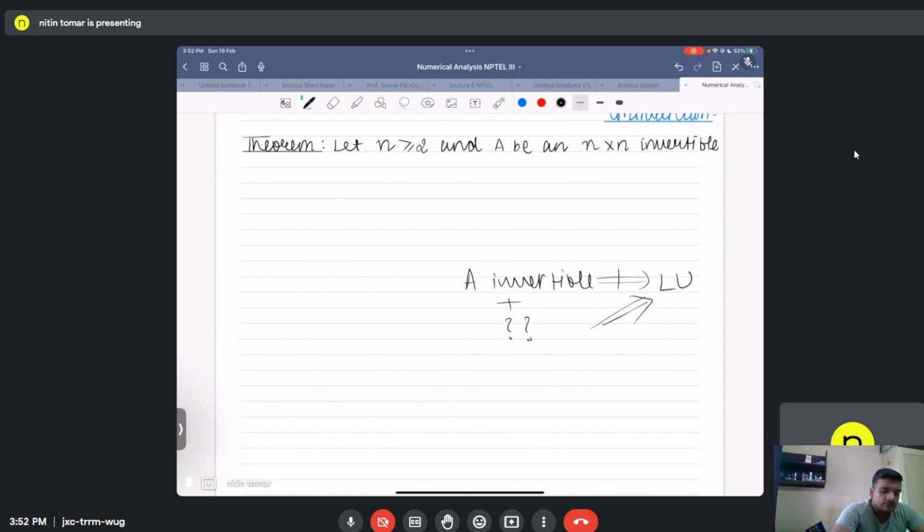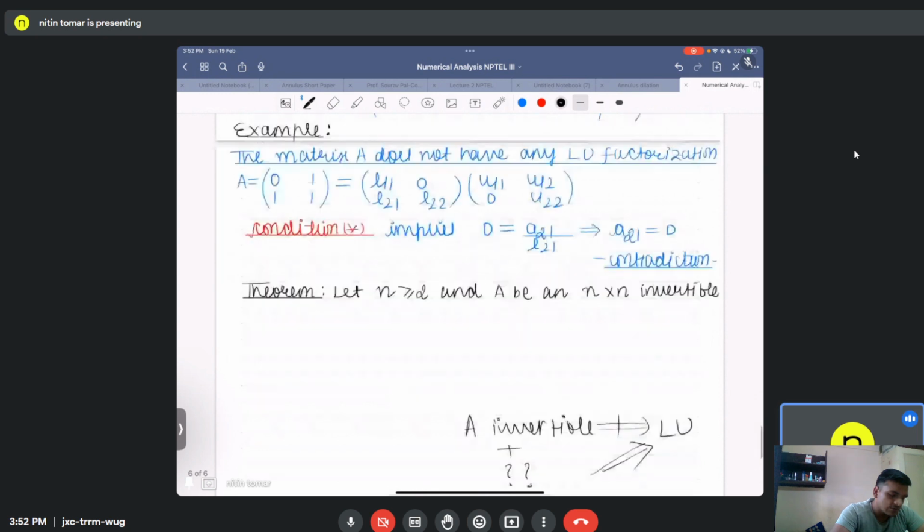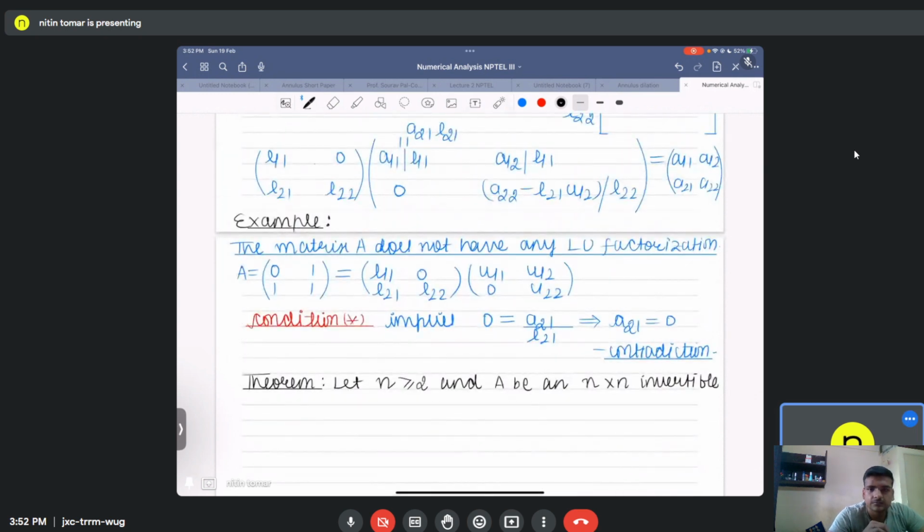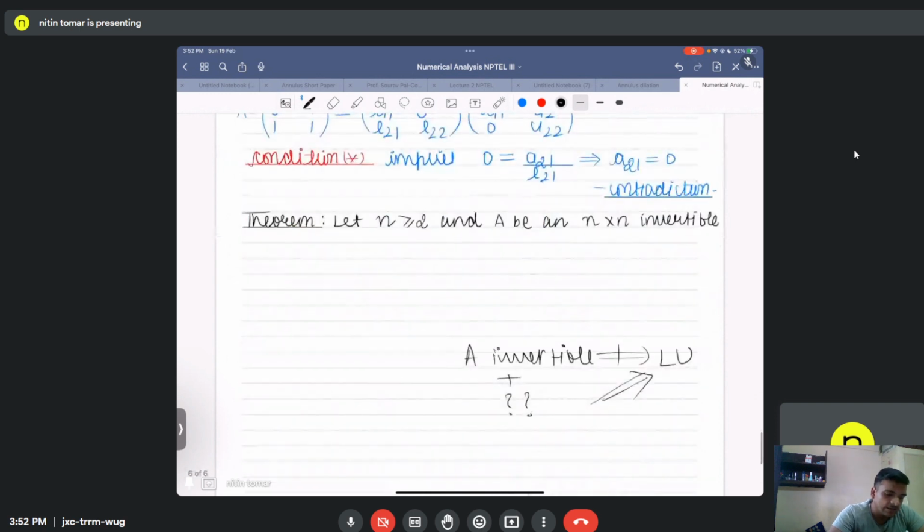So why does A invertible not imply LU factorization? We just saw this in the example. So we must add something to have an LU factorization, correct?